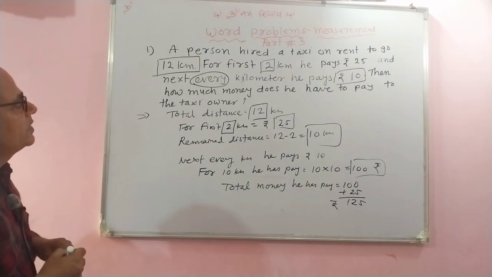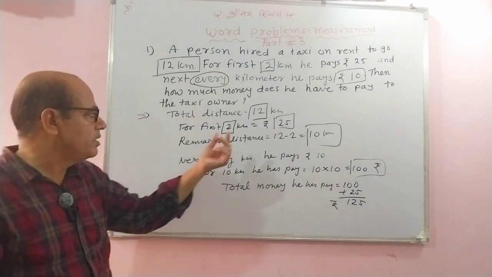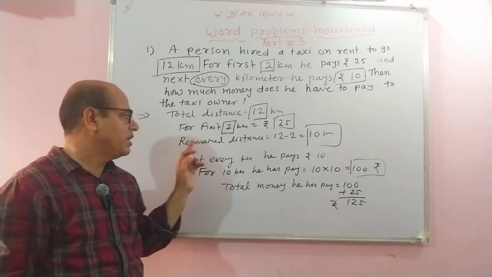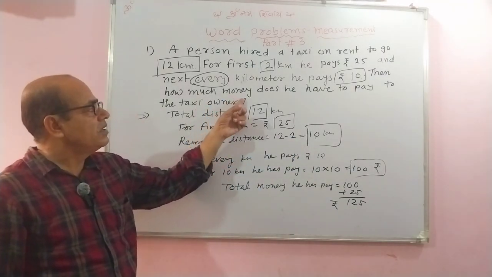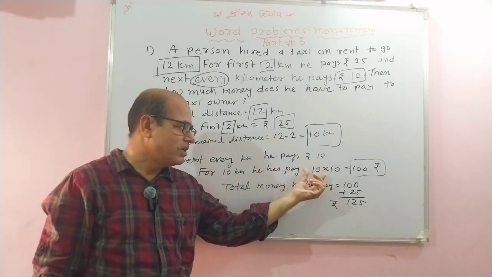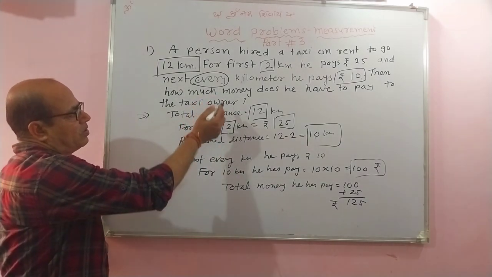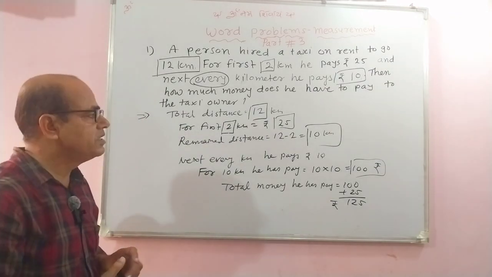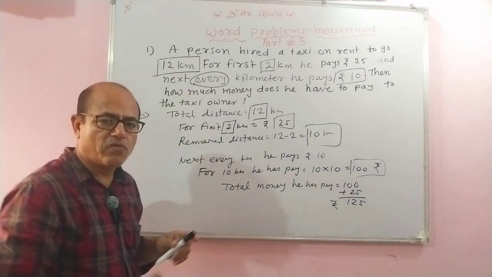Simple question, simple solution. First you have to find the total distance, which is 12 kilometers. For the first 2 kilometers he is paying 25 rupees. The remaining distance is 12 minus 2, which is 10. For that he pays rupees 10 per kilometer, so 10 kilometers is 10 into 10, which is 100 rupees. In all he has to pay 25 plus 100, which is 125. This is a very simple question. Now we are going to the next example.